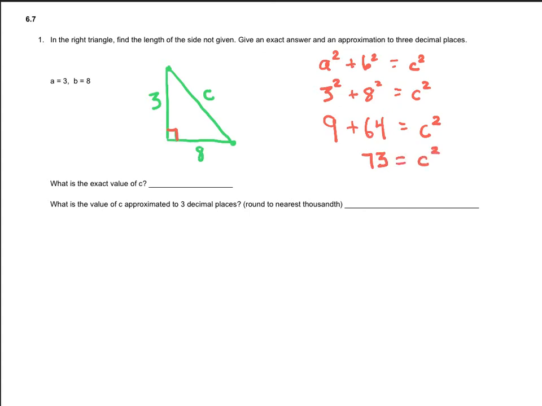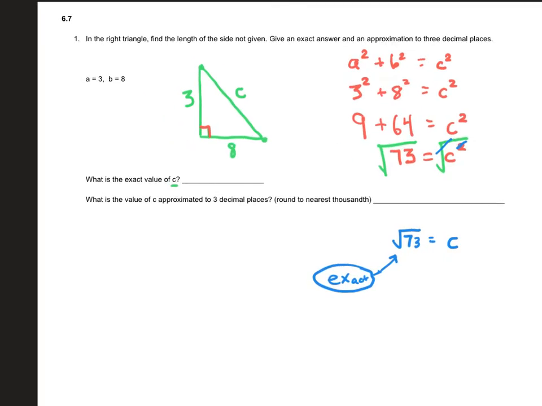And at this point, we want to know exactly what C is. So what we're going to do is square root both sides. And on the right side, anytime you square root a square, both of those things cancel out. So we're left with just C equal to the square root of 73. This is an exact answer. So that's what you're going to want to put in the first question. So square root of 73.